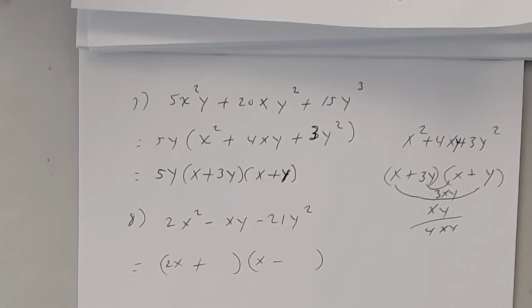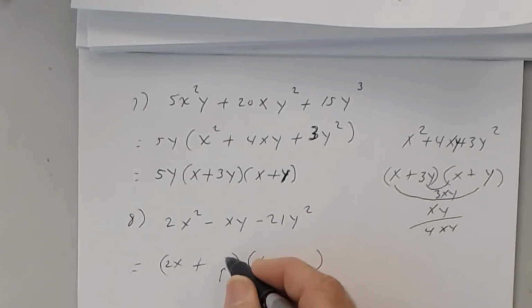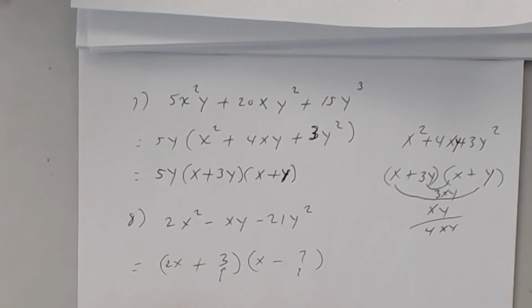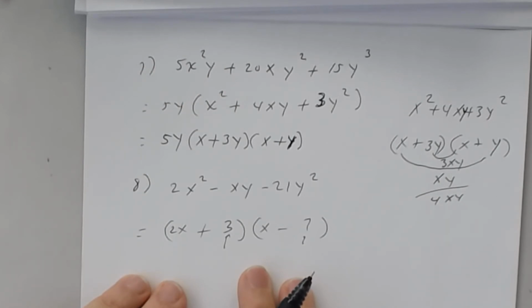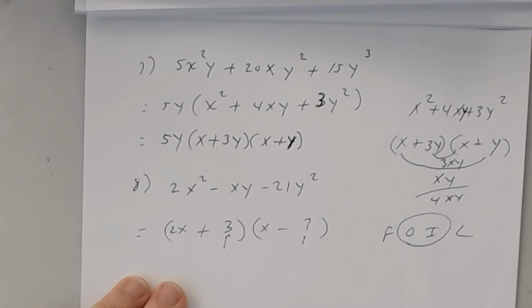Now, I need a 21y squared, though. So what are the possibilities for 21? 1 and 21, 7 and 3, and that's about it. So what do you want to try? 7, 3? Okay. So let's go ahead and put the 7 here and the 3 here. That's what you're going to do for some of you: trial and error. So my F and L are okay, but don't say that's your answer because you have not checked the outer and the inner of FOIL. What's the outer?